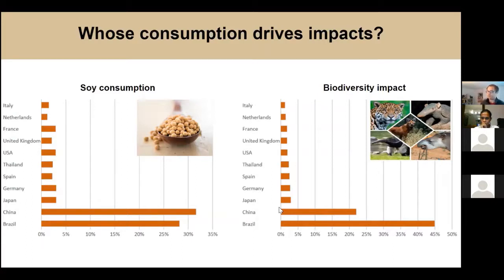And this is quite interesting for thinking about what is our relative impact per ton of soy consumed, and starting to think about strategies. I guess there are two options. One is to try and reduce your consumption, and the other is to try and minimize the impact of your consumption, and hopefully both in tandem.